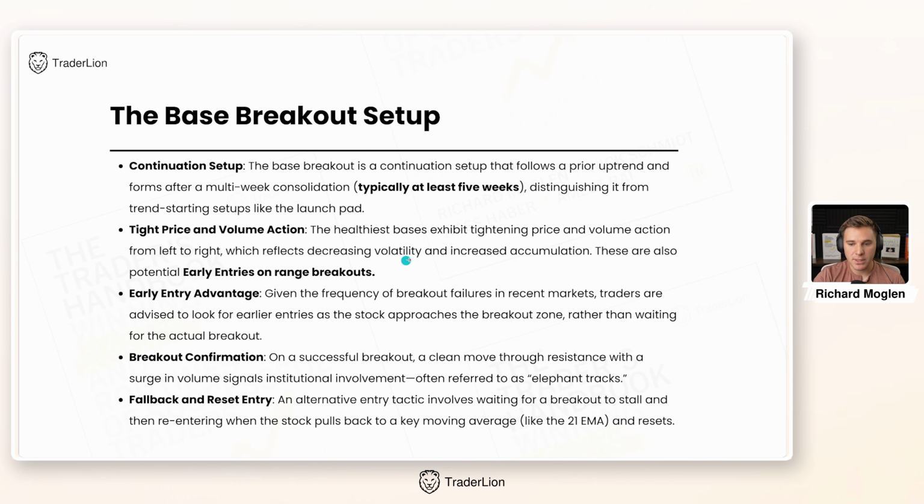And what's great about these is they're signs of institutional accumulation. That price tightness is the institutions supporting the stock. And also a great benefit of them is they provide potential early entries on range breakouts as the stock moves from those tight areas. And that's a lot of what we'll talk about today.